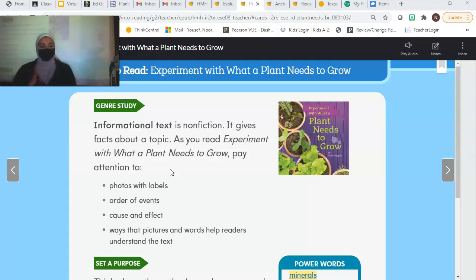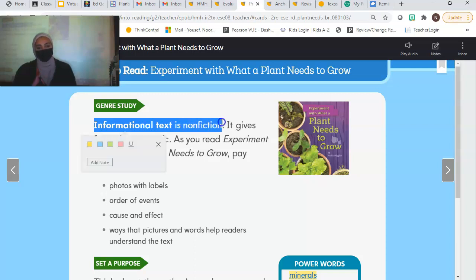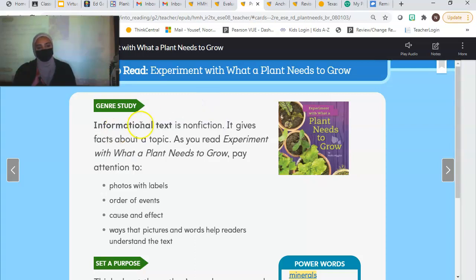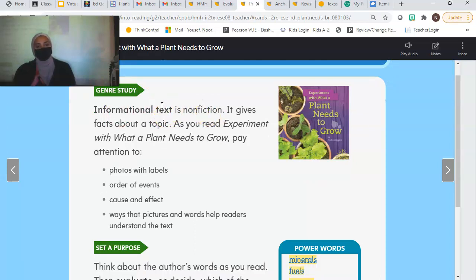This is an informational text. The genre, guys, whenever you get a question that says, what's the genre? It says it word for word. It says it right there, genre study, and it has it in bold. What is the genre? It's a what? Informational text is nonfiction. So it's an informational text, which means it's nonfiction. It gives facts about a topic.